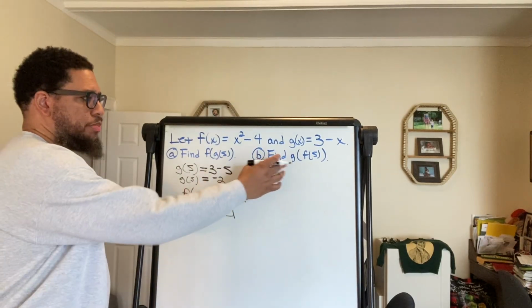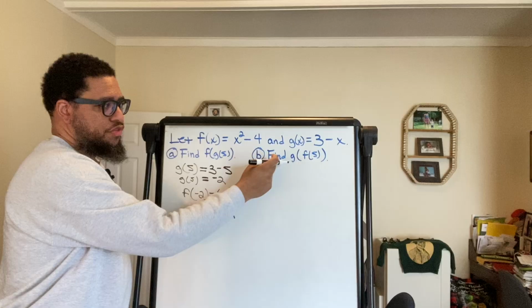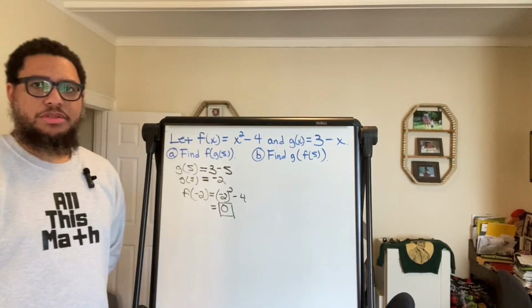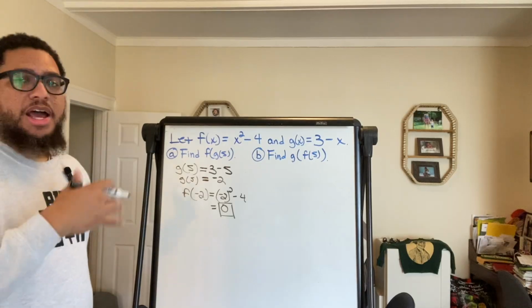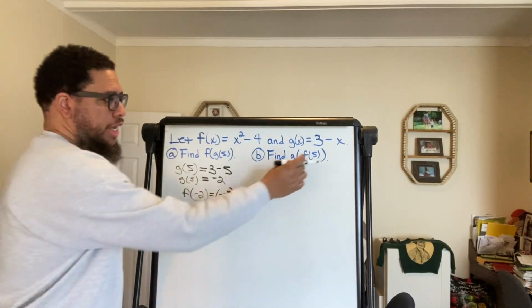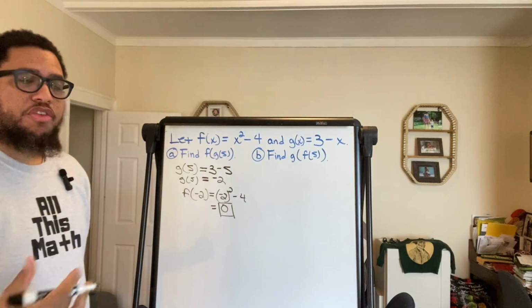All right, so now let's go to example B. Now we're doing it the other way. Look what happened. It says find G of F of 5. So what I would do in this case is I would find F of 5 first because I like to work inside out. I would find F of 5 first.